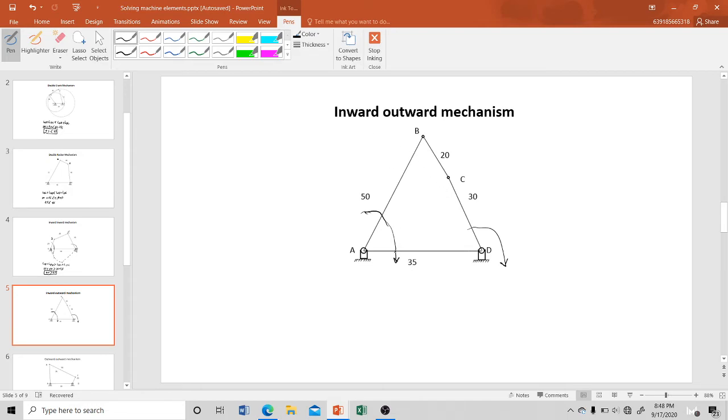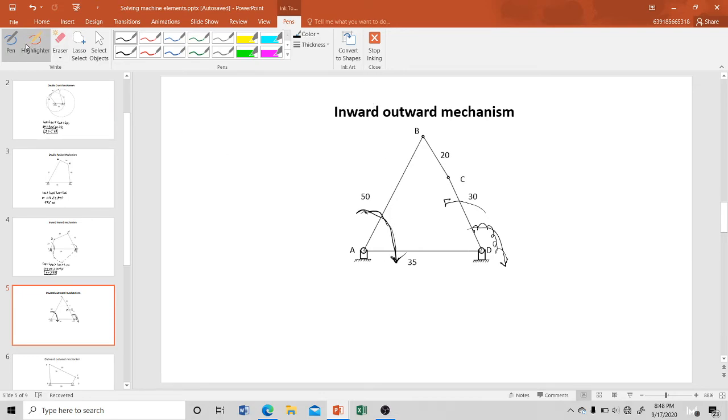We have inward and outward oscillation. So the link AB has an inward direction, and the link DC has an outward direction of motion.